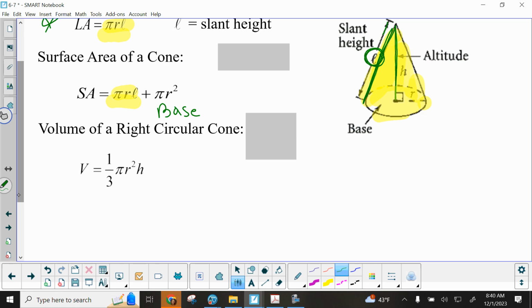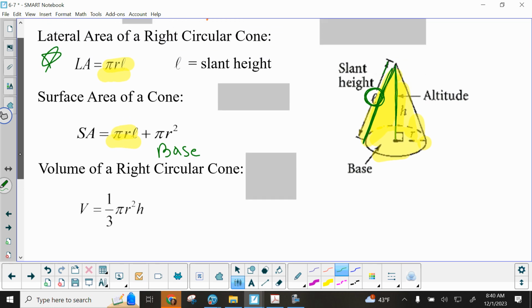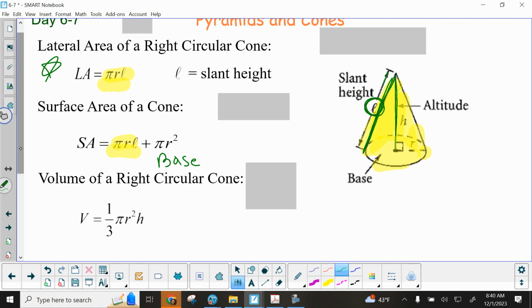Some of these are on the reference sheet that you got at the start of the unit. And you should notice that you need to remember the lateral area of a right circular cone, that's not on there, and the surface area of a cone is not on there, but the volume of the cone is on there.